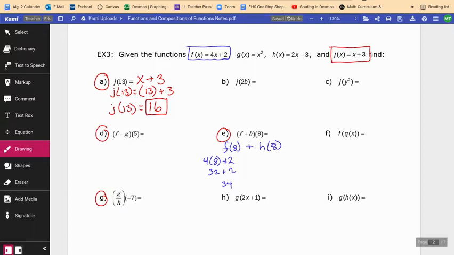Okay, and then I need to find h of 8. So here is my function for h. So I have 2 times 8 minus 3. That gives me 16 minus 3, which gives me 13. And then remember, I said I'm adding all of these together. So all I need to do is 34 plus 13, which should give me 47. So f plus h of 8 is equal to 47.